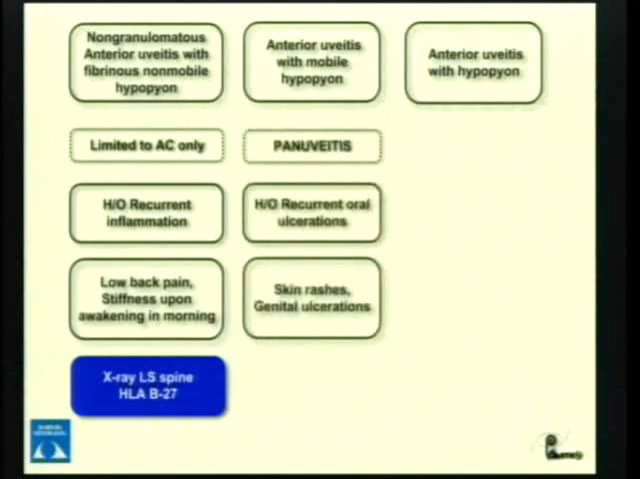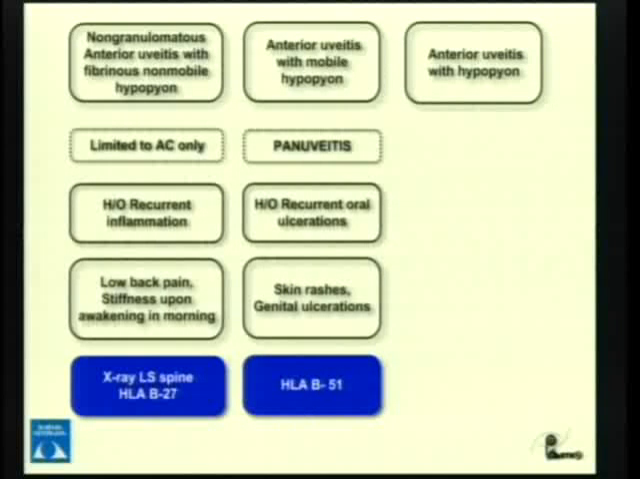The same, the patient with mobile hypopyon, the anatomical inflammation is there in all three parts of the uveal tract. Then the patient gives you the history of recurrent oral ulcer, and on systemic examination you can see some skin rashes or genital ulceration. So what investigation will you do? You will rule out Behçet disease.